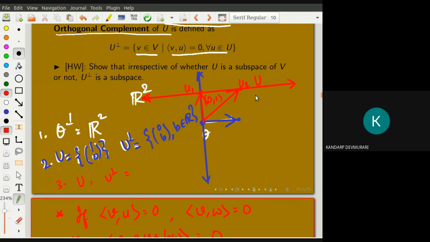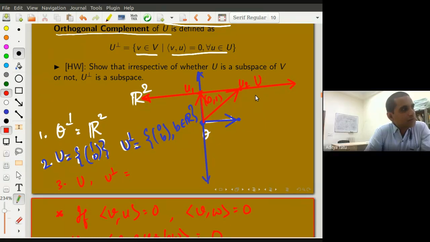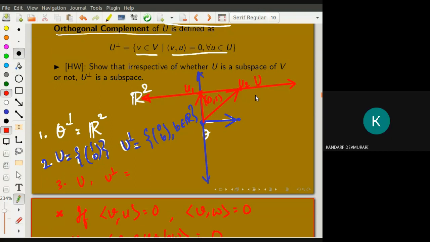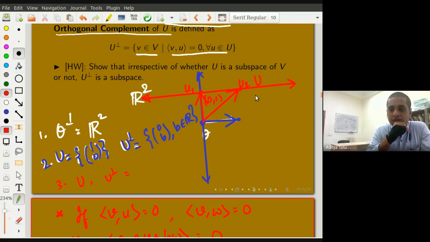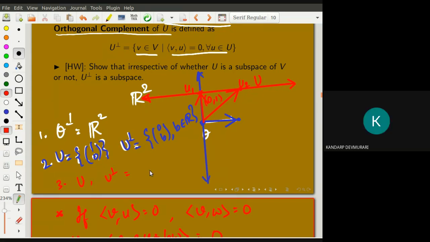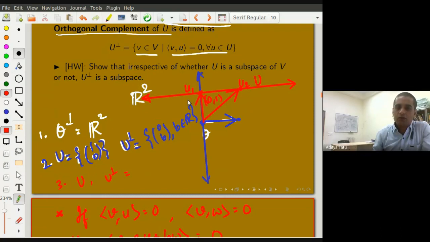None in R square. Once again, no vector in R square will be orthogonal to them. R square, are you sure? What about theta? Yes, theta will be. Right? Theta will be orthogonal to both U1, U2, in fact, to anything.